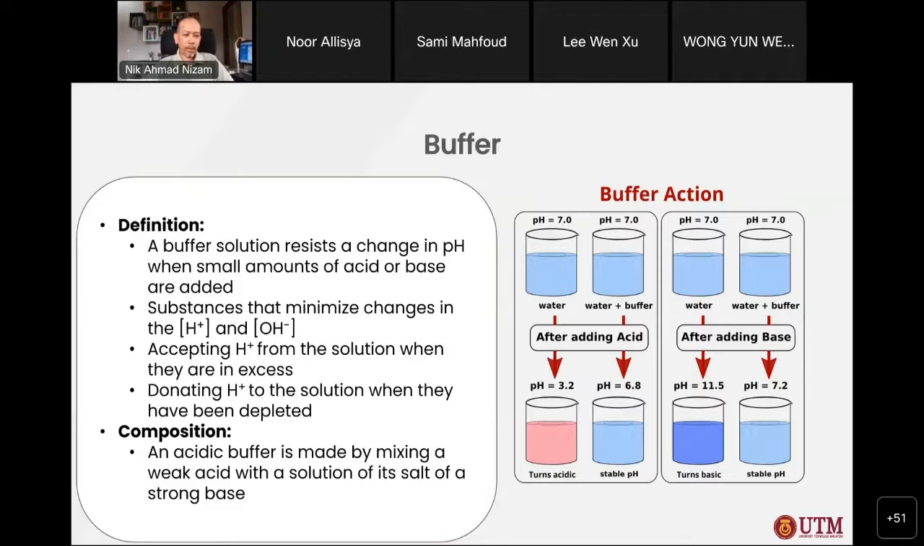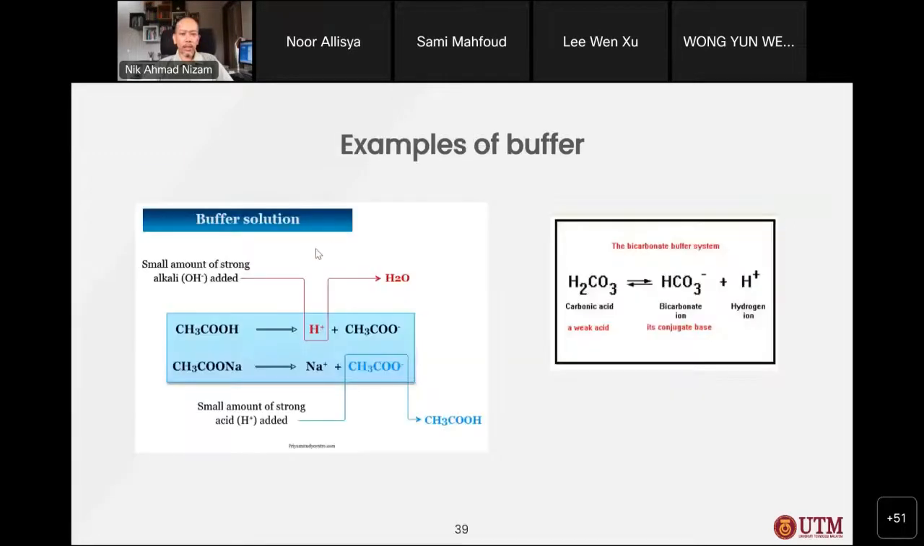An acidic buffer is made by mixing a weak acid with a solution of a salt of a strong base. This is an example of a buffer solution, carbonic acid. It's a weak acid. So if we put H plus, hydrochloric acid, inside the carbonic acid solution, the pH will not change significantly.